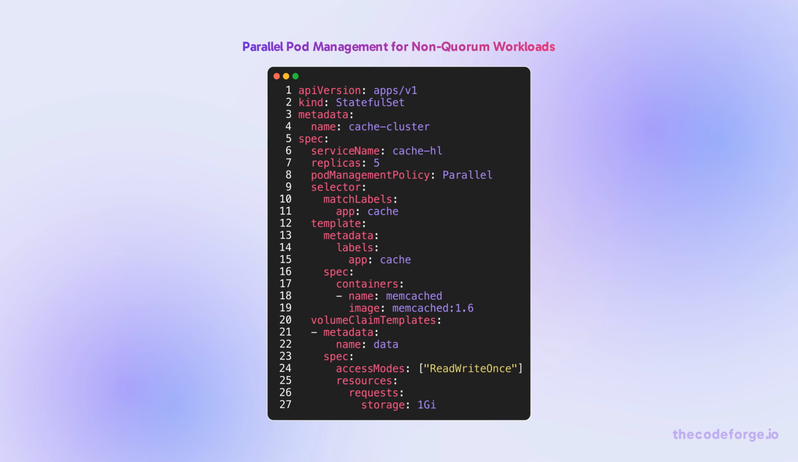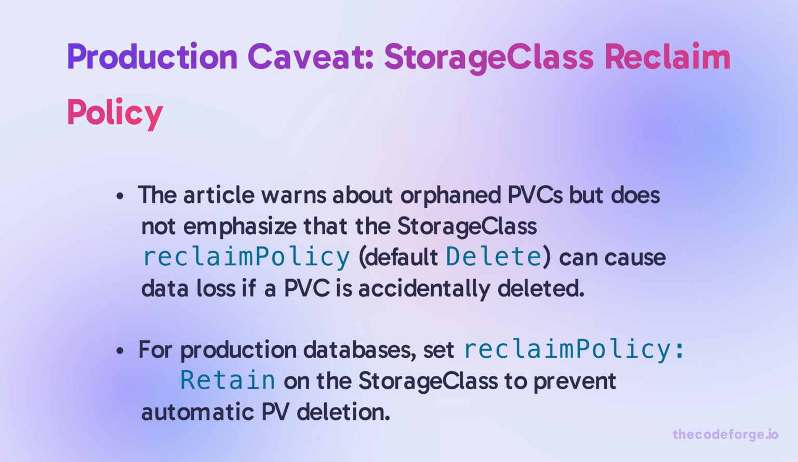The article mentions podManagementPolicy: Parallel but does not show a concrete example. For stateful workloads that do not require ordered startup, e.g., a distributed cache, set this field to speed up scaling and rollouts. The article warns about orphaned PVCs, but does not emphasize that the StorageClass reclaimPolicy, default Delete, can cause data loss if a PVC is accidentally deleted. For production databases, set reclaimPolicy: Retain on the StorageClass to prevent automatic PV deletion.